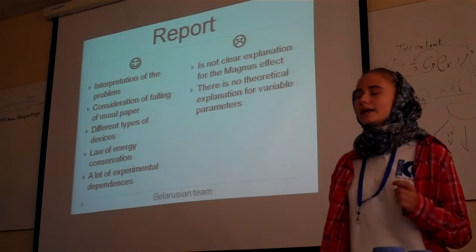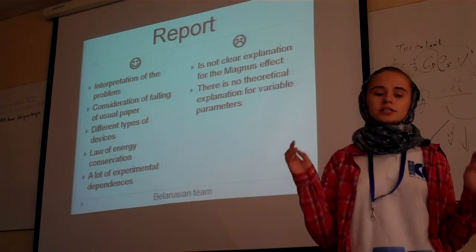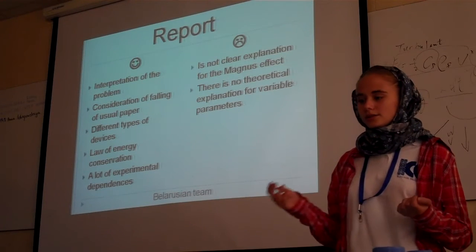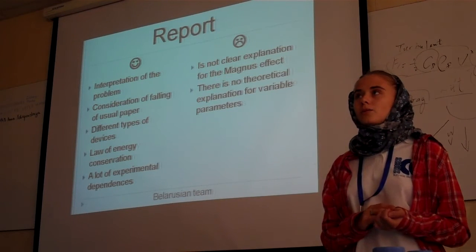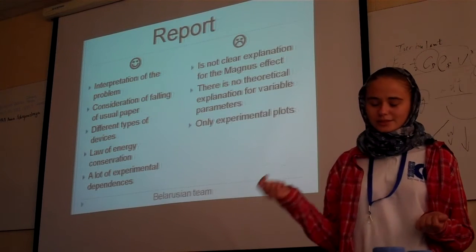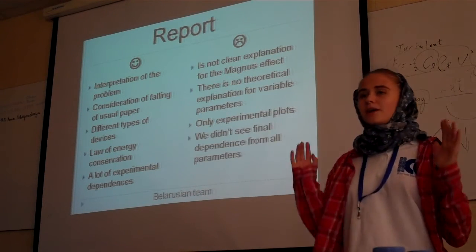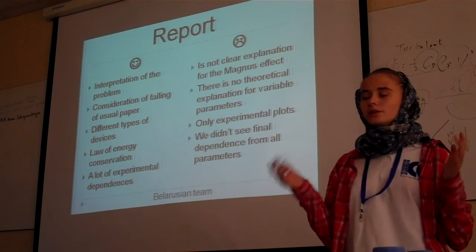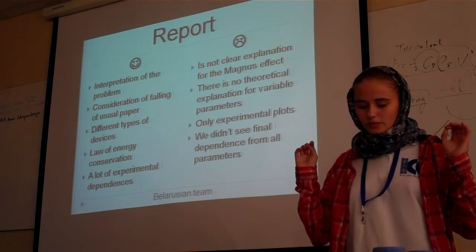Also, we can't see a theoretical explanation for the variable parameters. We can see only experimental points, and it's not really good because we can't say why it happens. It's another point that we can see only experimental plots. And finally, I think it's the main wrong point, because we can't see the final dependence on all parameters.